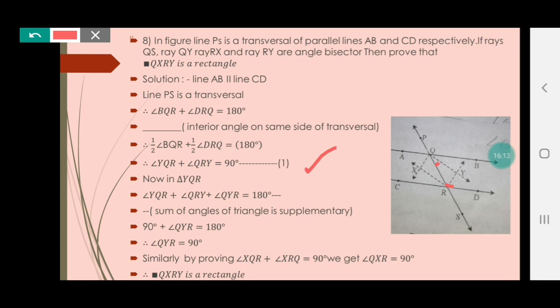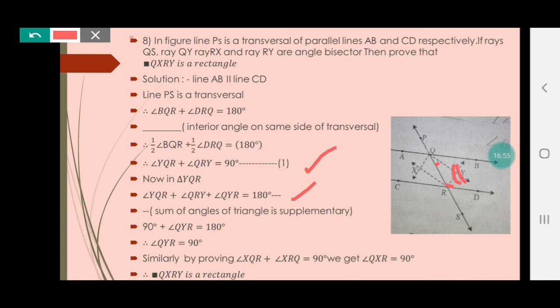Okay. Now there is a triangle forming over there. I'll call that triangle YQR. So when I add all the angles of the triangle, what will be the measure? It will be equal to 180 degrees. So angle YQR plus angle YRQ plus angle QYR is equal to 180 degrees. Now the sum of two angles is 90 degrees, right? So it will be 90 plus angle QYR equal to 180 degrees, right? So angle QYR is equal to 90 degrees. So we have proved that this angle is equal to 90 degrees.